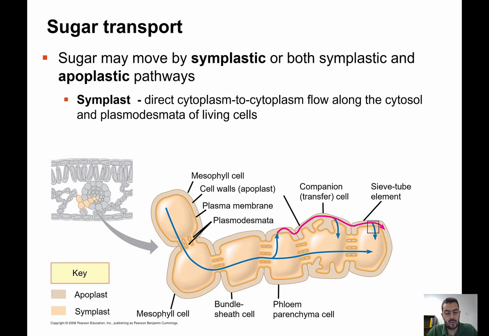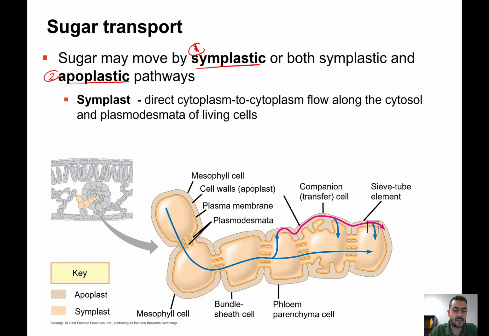So we will start by going through the types of transport of sugar. We have two main pathways. Number one, we have the symplastic pathway, and number two, what is called the apoplastic pathway. So sugar can be transported by symplastic or apoplastic or both of them.